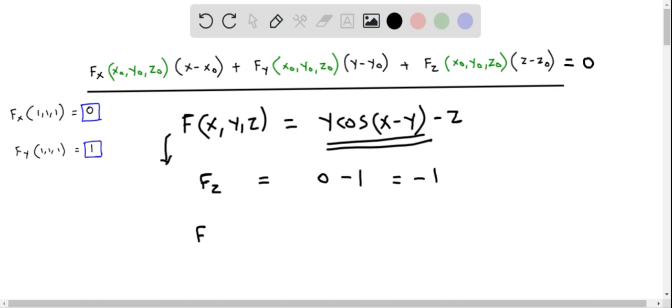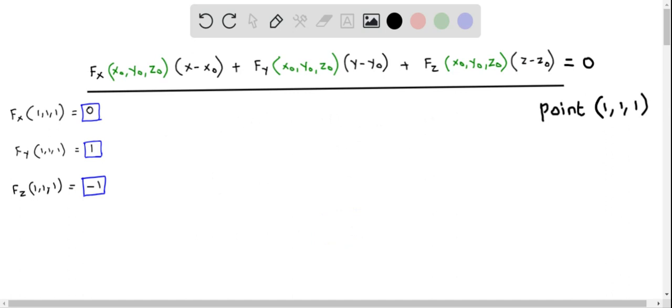And so when we evaluate this partial derivative at the point (1, 1, 1), it's going to be negative 1, because it is independent of x, y or z. So we have evaluated this. Okay, so now we have evaluated all the partial derivatives. We can substitute into the tangent plane equation formula.